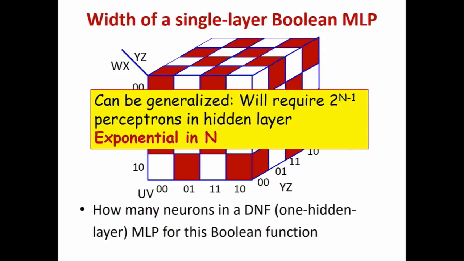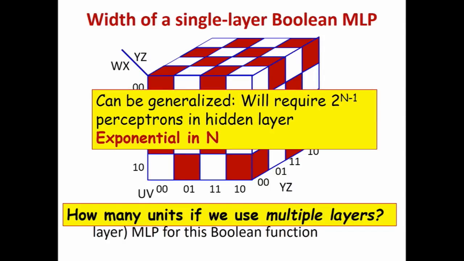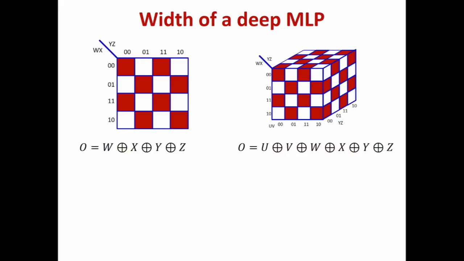But then what else can you tell me about these patterns? Do I really need that many units? If I allowed you to go deep, how many units would I need? Can you think about that? So I've given you the requisite 30 seconds. Let me answer for you. I expect faster answers, guys. These are XORs, right? The figure to the left is W XOR X XOR Y XOR Z. The one to the right is U XOR V XOR W XOR X XOR Y XOR Z.